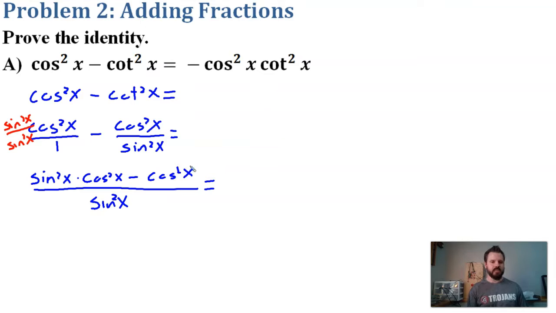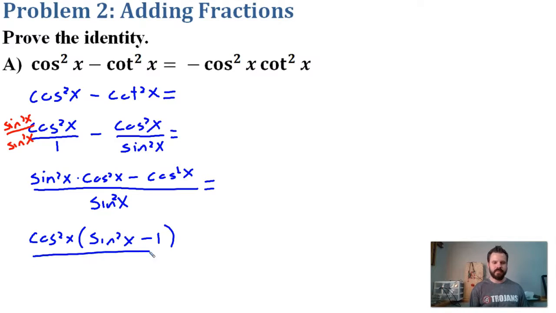What can I do next? Well, I can't cancel the sines because there's not a sine in both terms. What I can do, though, is since there's a cosine squared in both terms of my numerator, I can factor that out. I can rewrite this as cosine squared x times sine squared x minus 1, over sine squared x.